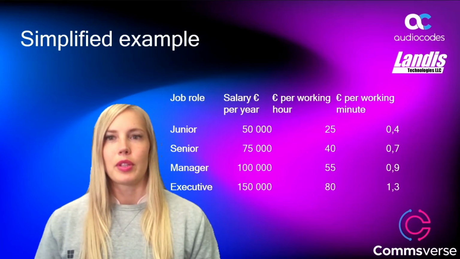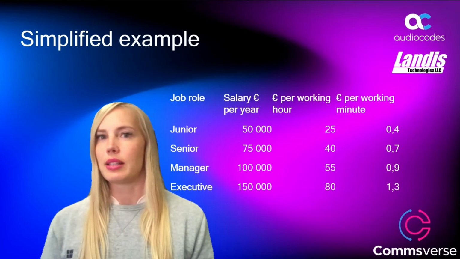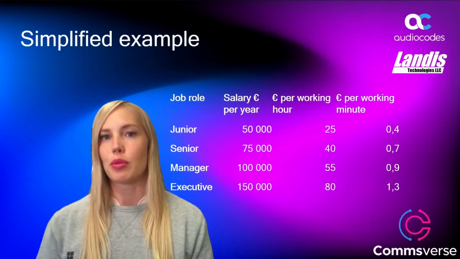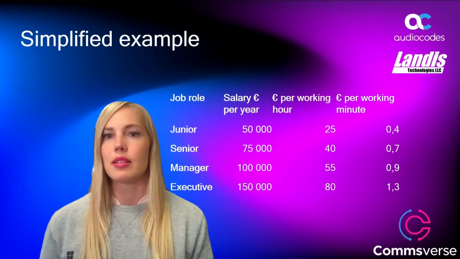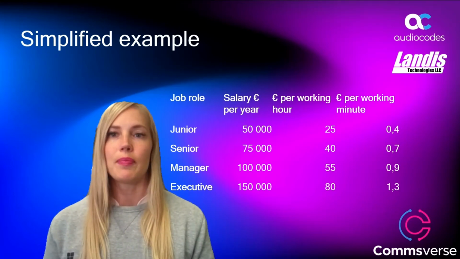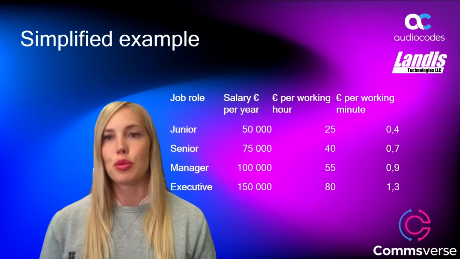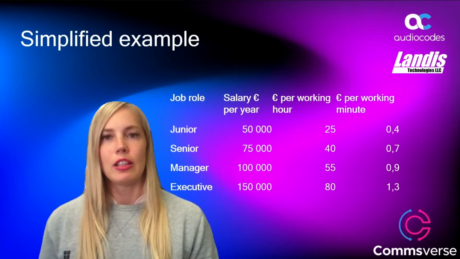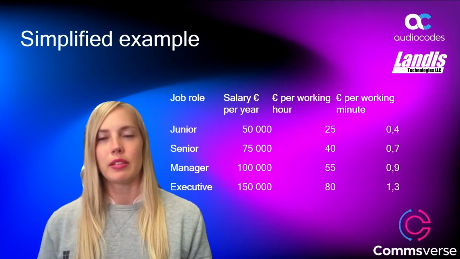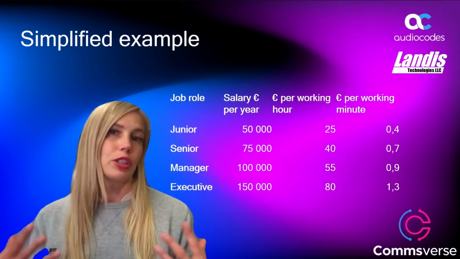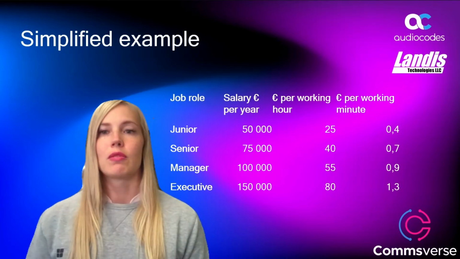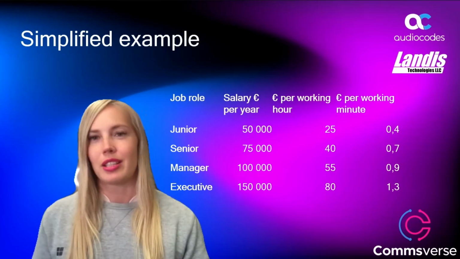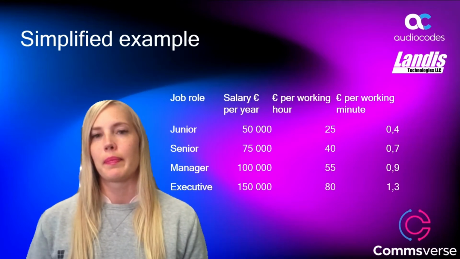This is an example of how you can calculate how much every minute, every working hour pays in different roles in your organization. This is an example of a company who has a bit of different roles with junior workers, seniors, managers, and executives as well. And if we take a look at this table, 1 minute for one junior worker costs about 40 cents, and 1 minute for one executive worker is about €1.30. So of course executives' time is more valuable.